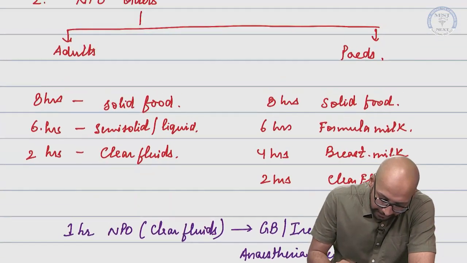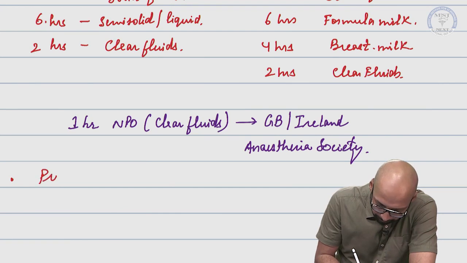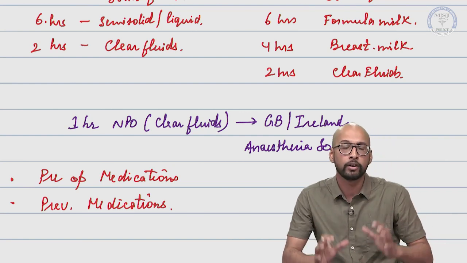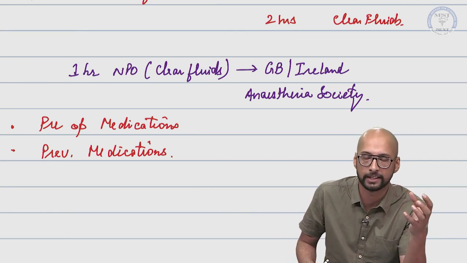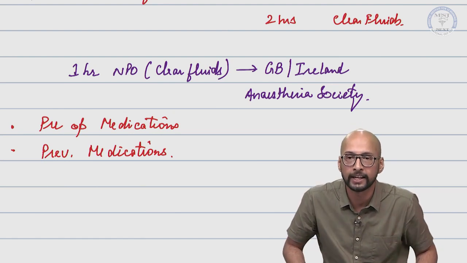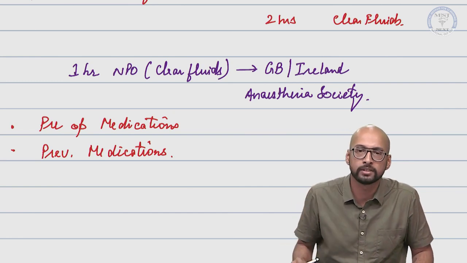Now, after we have given NPO orders, the third point is pre-op medications, and the fourth point is previous medications. Previous medications are those the patient has been taking for a long while. Now in pre-op medications, we might give some H2 receptor blockers, some antacids, some anxiolytics to the patient so that the patient does not have any anxiety or any kind of acid reflux prior to the surgery, right?